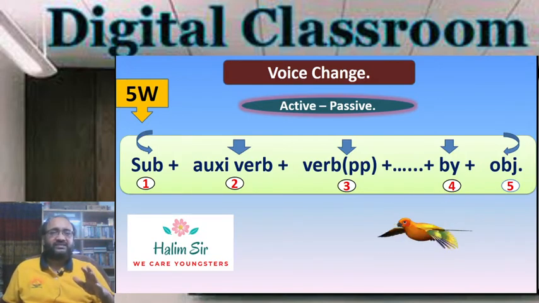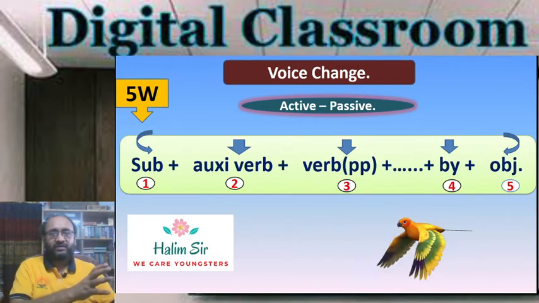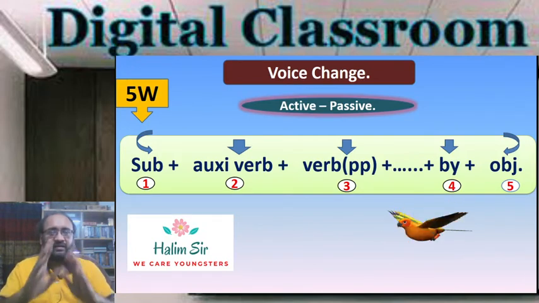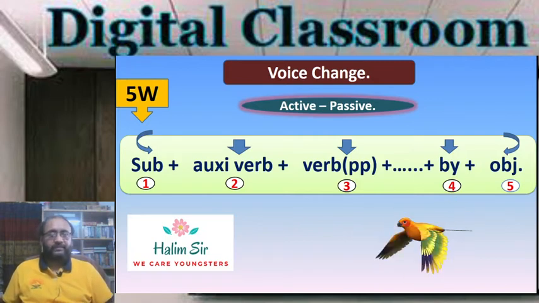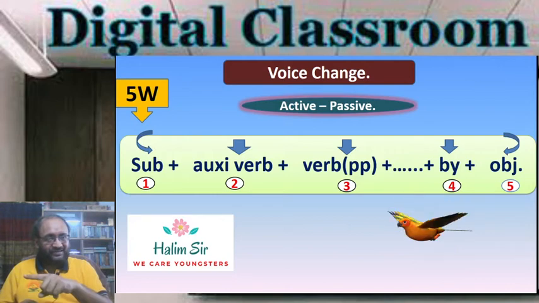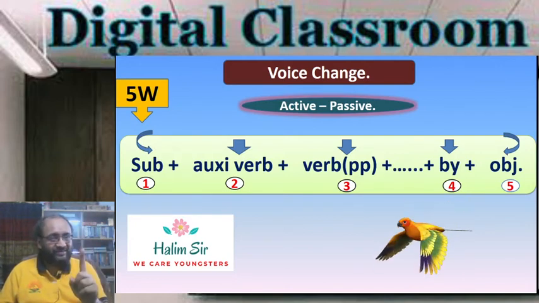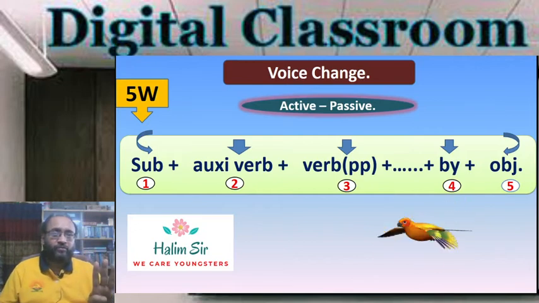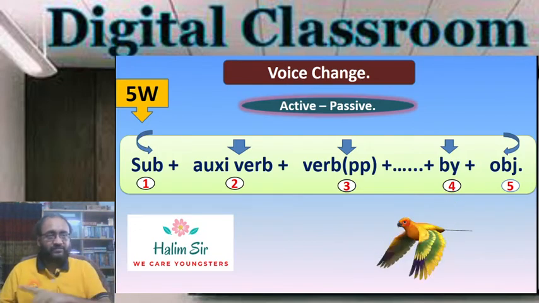Okay, and dot means etc. There are more words in the sentence, etc. You can bring that part into the dot. Before by, you have to write it. And number 4, you have to write by. So number 1, object will be subject. Number 2, you have to give an auxiliary verb. Number 3, verb V3, past participle, and etc. Number 4, by, and number 5, subject will be object.